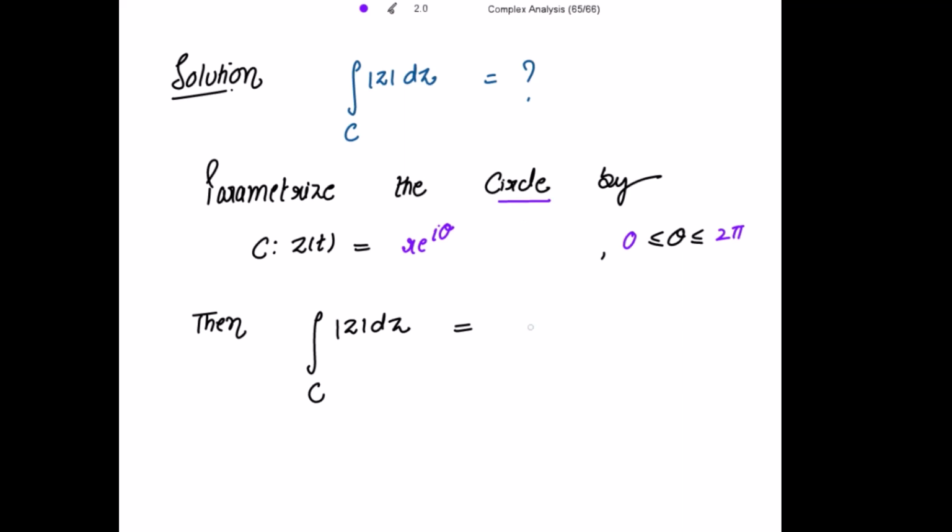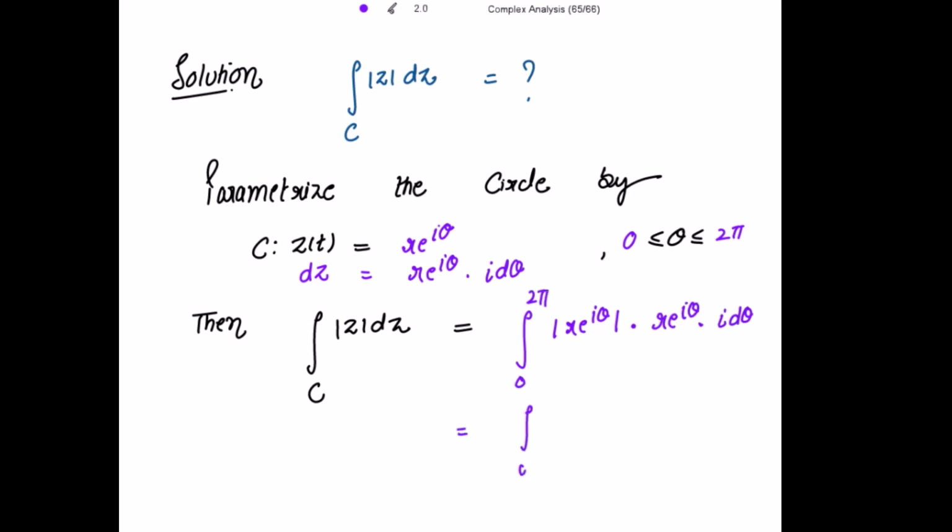Then this integral becomes the integral of mod of z, that is mod of r e^(iθ), into dz. From here we calculate dz to be r e^(iθ) into i dθ. So this is r e^(iθ) into i dθ, and the limits from 0 to 2π. So this is equal to the integral from 0 to 2π.